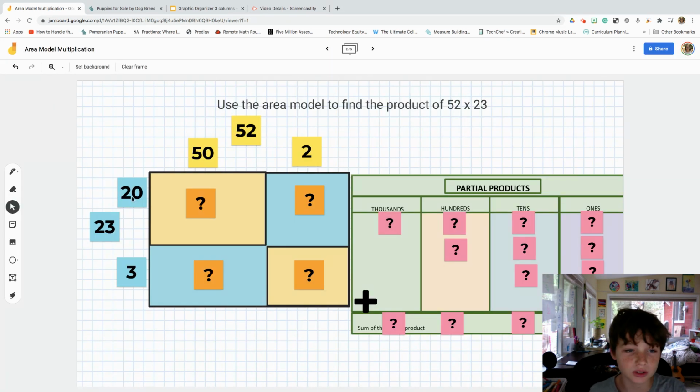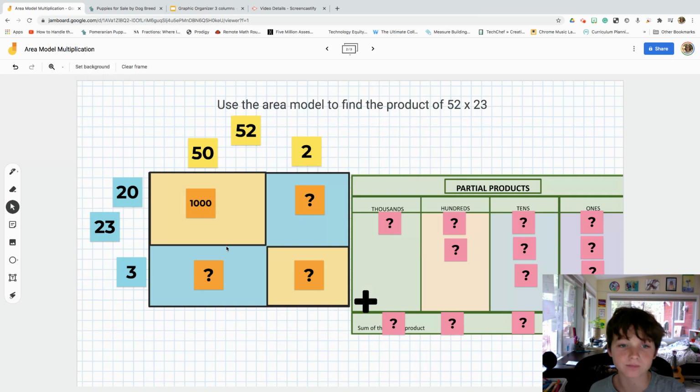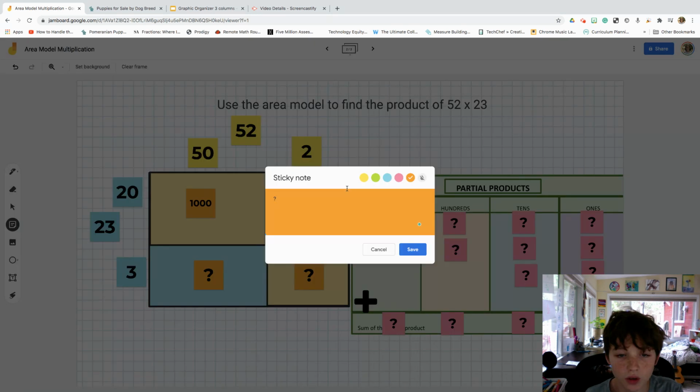Okay, so let's just start the multiplication. So 20 times 50. Well, I know 2 times 5 equals 10. Add the 2 zeros. 1,000. And then let's do 20 times 2. 2 times 2 equals 4. So add the 0 and 40.